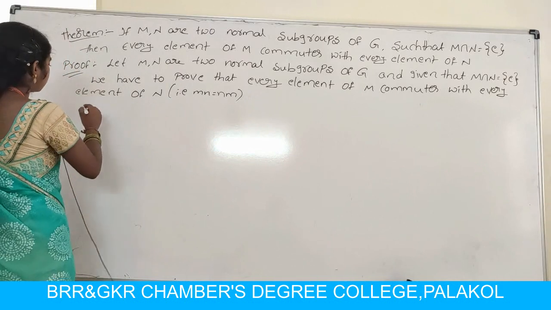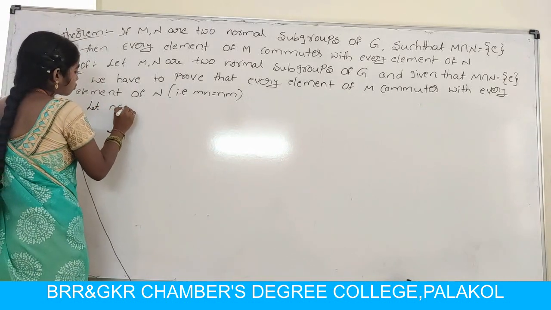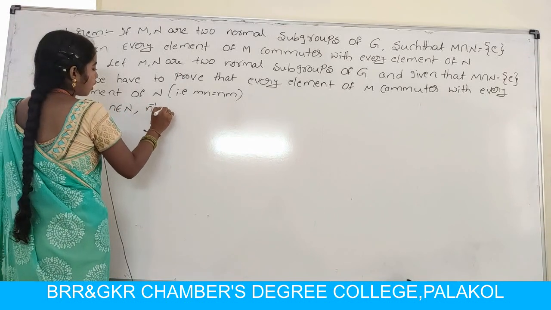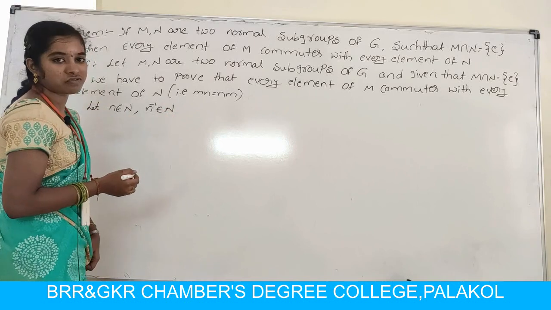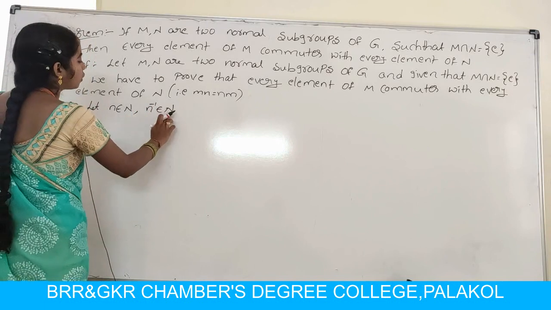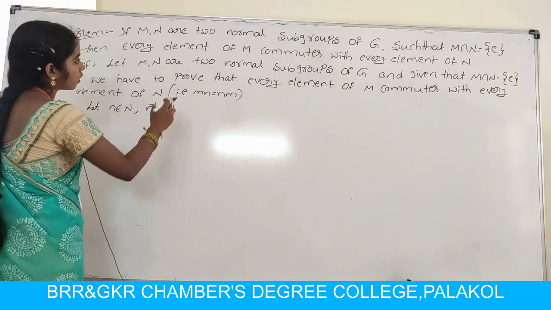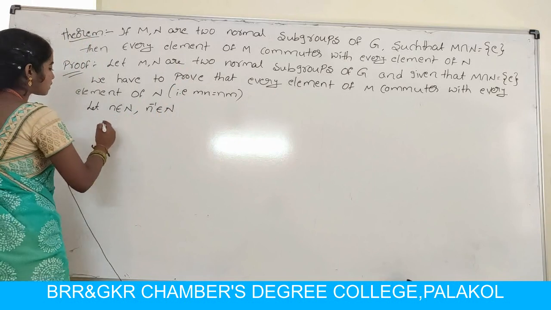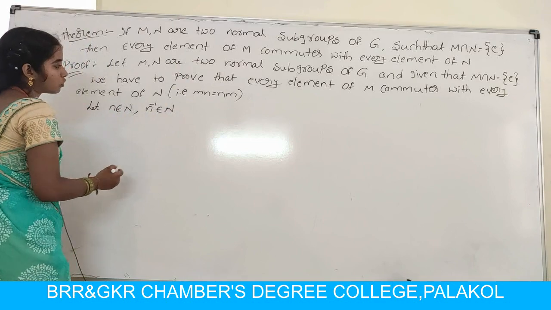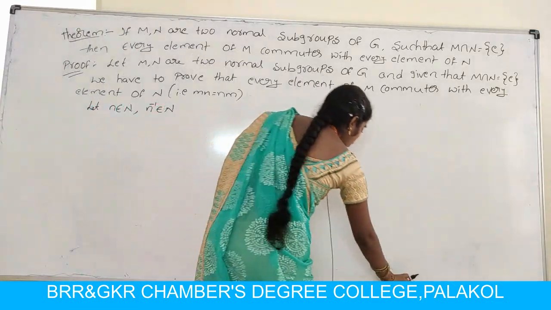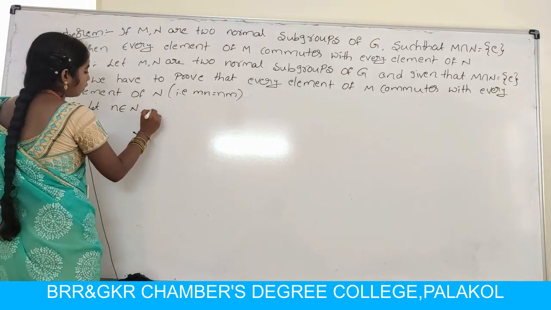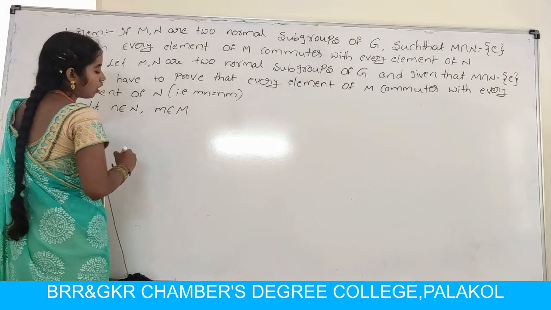So, first of all, let small n belongs to capital N. So, n inverse also belongs to N, since N is a normal subgroup of Z. Already you know that n belongs to N, n inverse belongs to N. First of all, small n belongs to capital N and small m belongs to capital M.